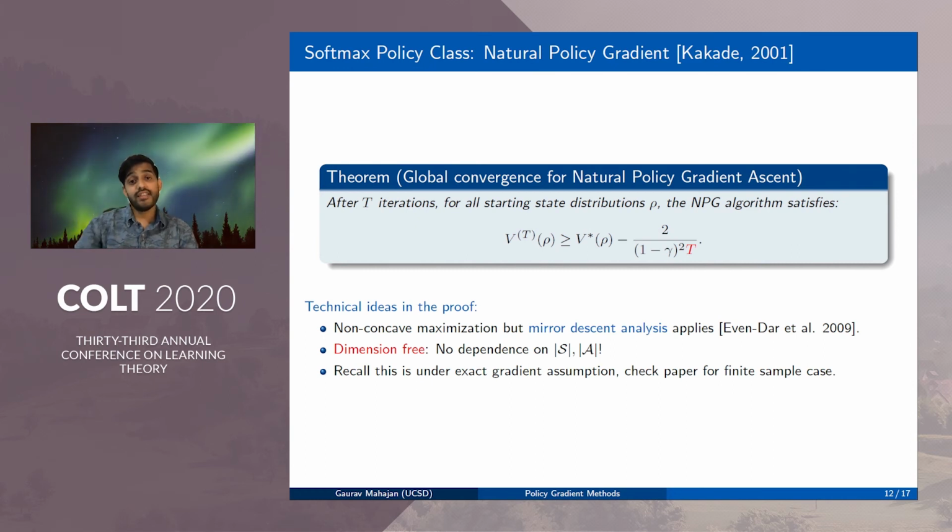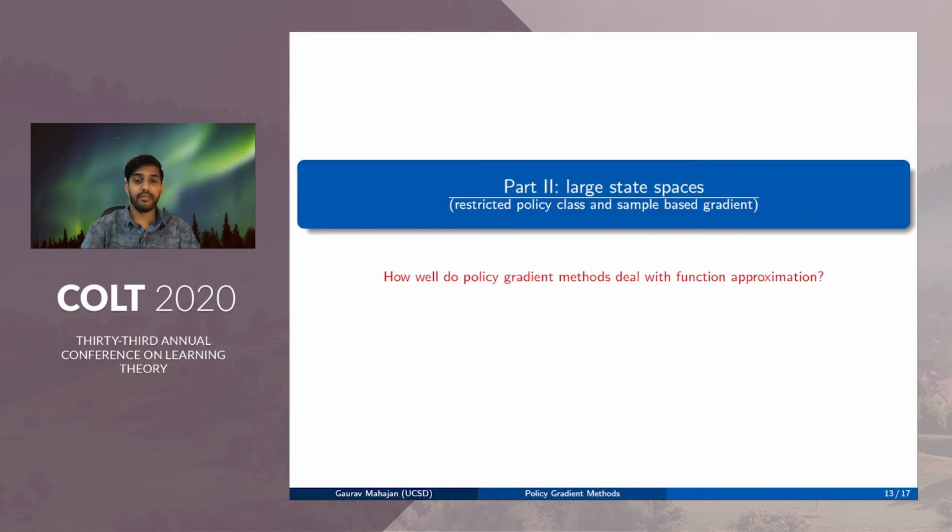We show a very surprising result for the natural policy gradient algorithm, showing that it converges at a rate of 1 over t, without any dependence on the number of states, actions, or any kind of condition. The proof for this algorithm is super clean and mostly follows a mirror descent style analysis. A similar analysis was done by Even-Dar et al. in a slightly different setup and with a slightly different rate.